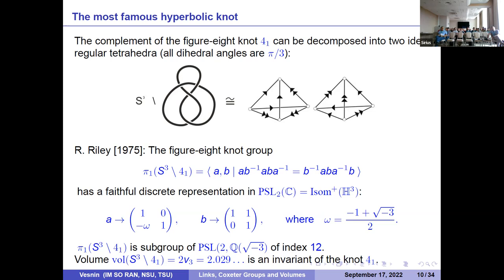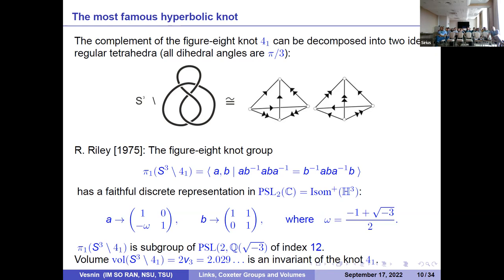He investigated the following. We have a knot, so we have a knot complement, and we can ask about the fundamental group of this complement. It does not depend on any geometry, just topology. So we can find the presentation: the fundamental group is generated by two elements, and there is one relation. It's a standard trick how to find it. And the question posed by Riley is the following: does the group have a faithful representation in PSL2(C)? If you find a faithful discrete representation into this group of isometries, we can introduce a geometric structure. And really he found it.